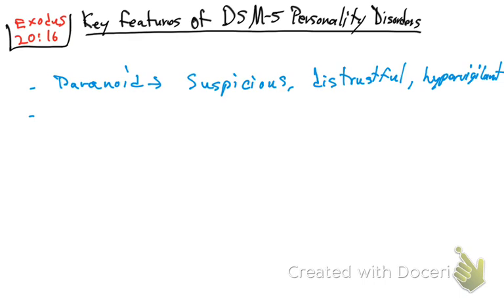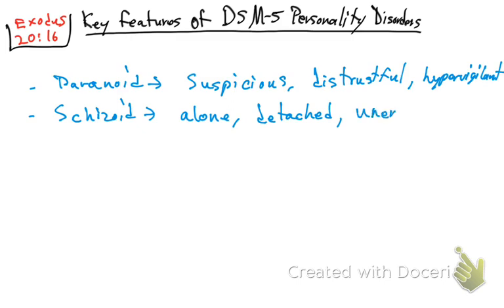Then the other one is schizoid. The other personality disorder we're going to see is schizoid. They basically like to be by themselves. They prefer to be alone. Also, they are detached, so they don't like to interact with people. They are disconnected, and if you see them, they are unemotional. They don't seem to have emotions. But remember that they are still human beings.